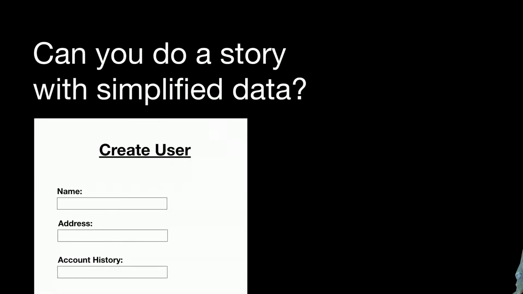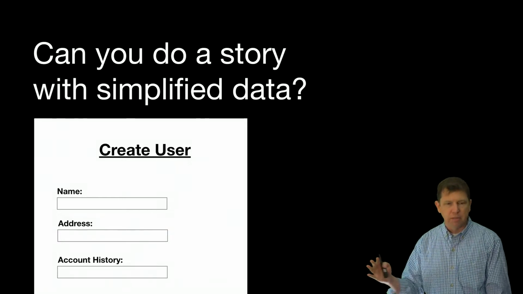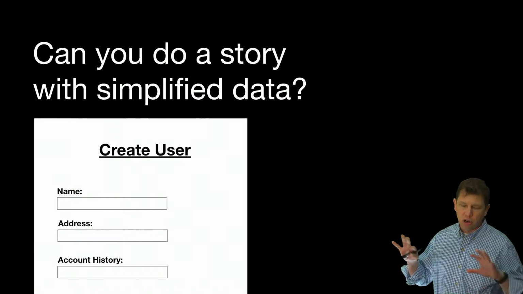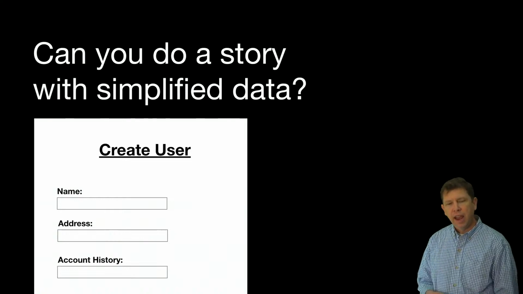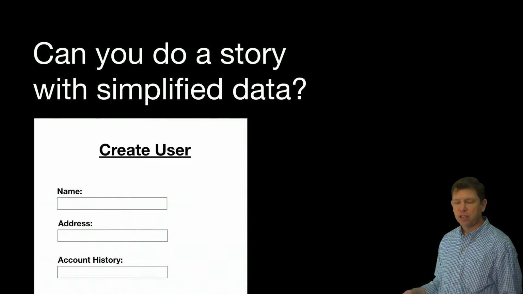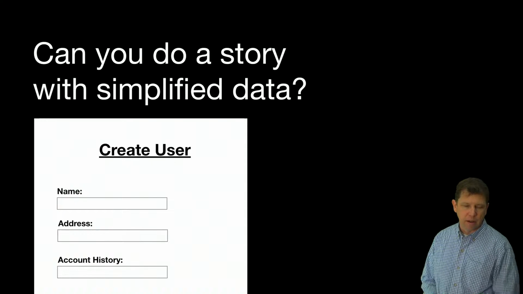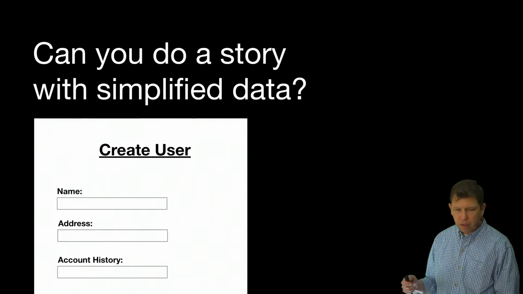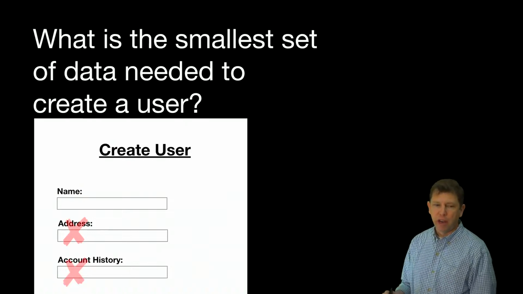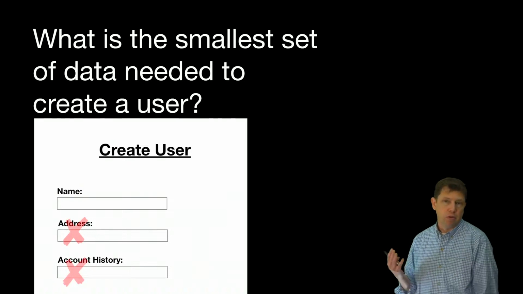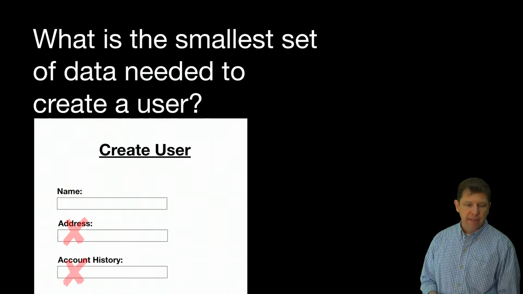Well, can you do a story with simplified data? Let me give you an example. This is very similar to things I've done with large software projects where they need to create a user for some reason in the system. We've got name, address, account history, and maybe 100 other things we need to get about the particular user. But if we ask ourselves what is the smallest set of data needed to create a user, maybe it really comes down to creating the user with a name. And that would be sufficient to start doing things with.